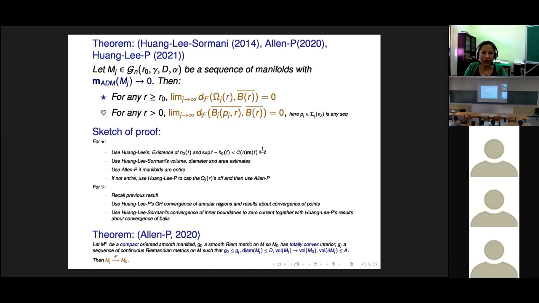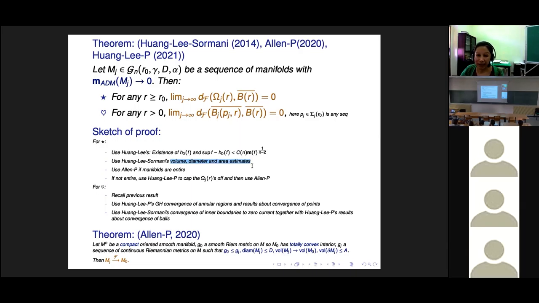And okay, let's read a little bit about the sketch of the proof. And the sketch of the proof is as follows. So first, using the existence of this H0F. So this H0F was the height that was telling you that below this height, the level sets have small volume. And above this height, well, your graph or your function cannot grow that much because it's controlled by the mass of your manifolds. Okay, so we have these two quantities that are very nice. And then you can calculate volume, diameter, and area estimates of your manifolds.